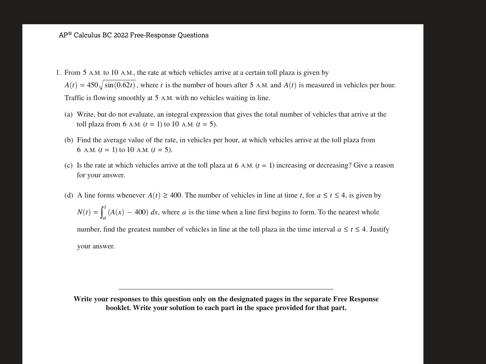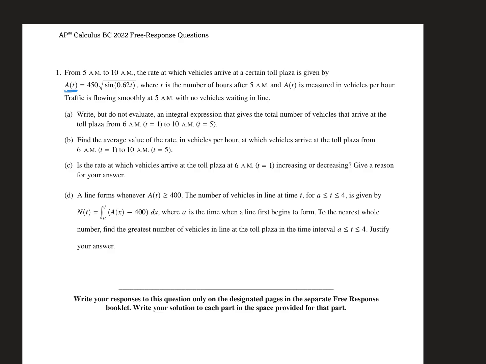This is the 2022 AP Calculus BC multiple-part FRQs with calculator. So the first thing we have: between 5 and 10, the rate at which vehicles arrive at a certain toll plaza is given by this. We use t as the number of hours after 5 a.m. A of t is measured in vehicles per hour. Traffic is smooth at 5 a.m. with no vehicles waiting in line.